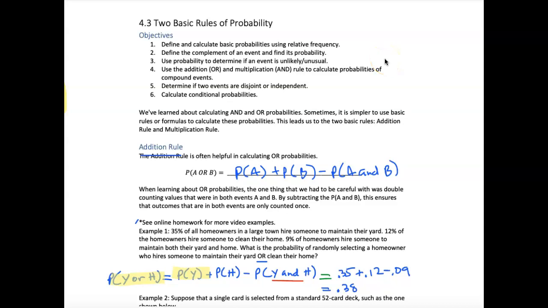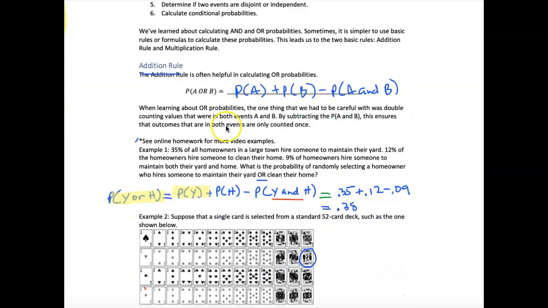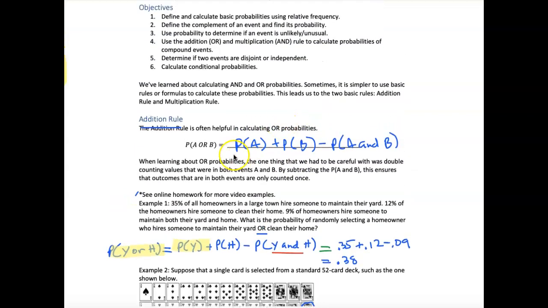We're in this module looking at the two basic rules of probability and connecting that to what we've learned so far. So the two basic rules, one is called the addition rule. You can see the formula already mapped out here. It's the formula we use when we're trying to calculate probabilities.